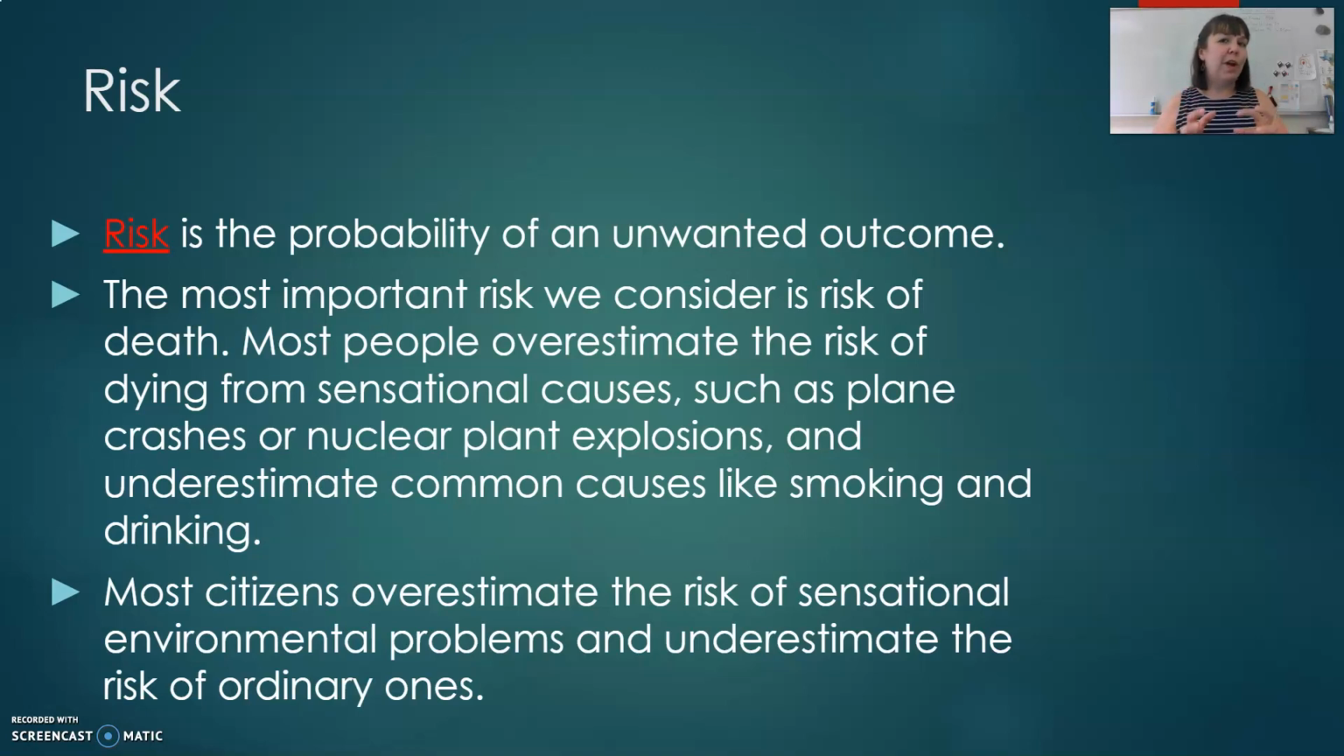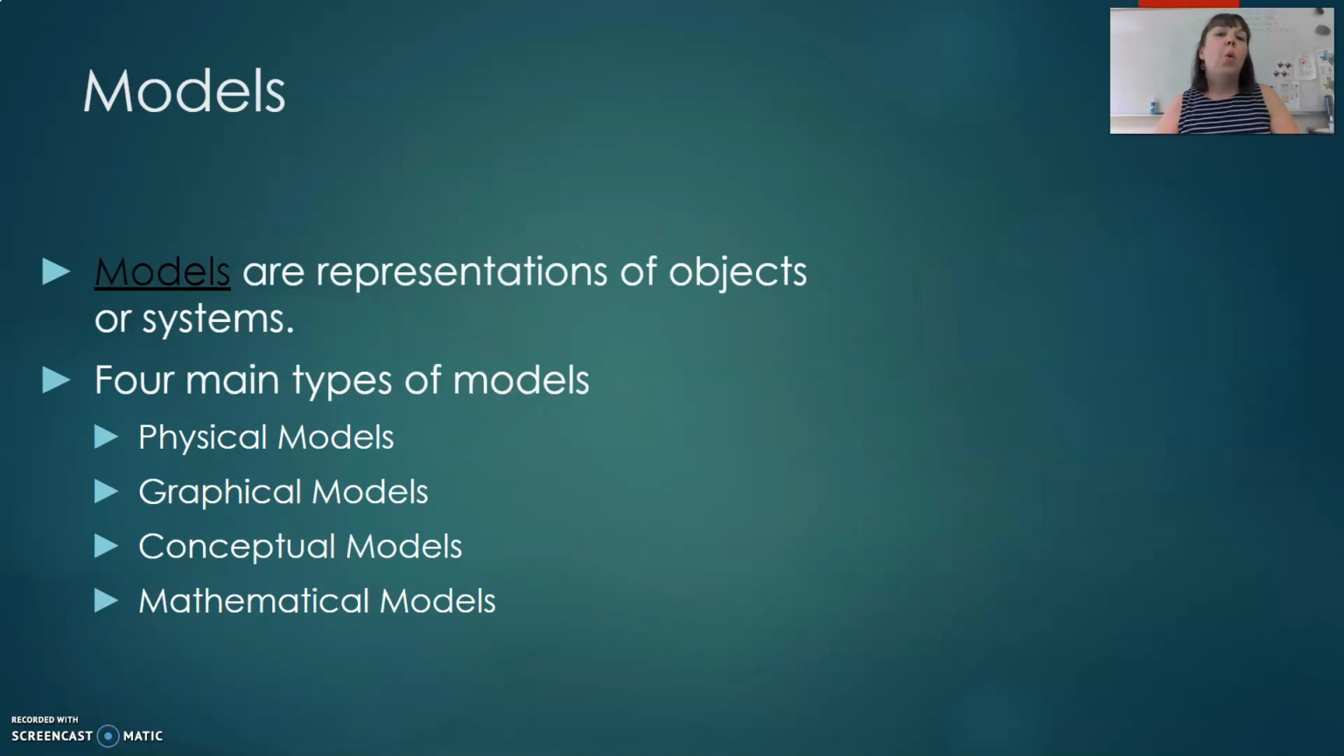The same is true for environmental studies. We tend to over-sensationalize environmental issues like nuclear meltdown and underestimate ordinary problems like pollution from a nearby factory. When we take our data and our statistics, we can put it together and model that data to help communicate those ideas. Models will represent those ideas, represent the system, represent the data. And we have four main types of models: physical, graphical, conceptual, and mathematical models.